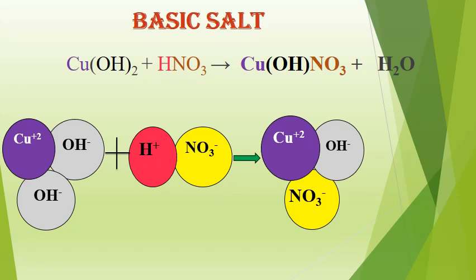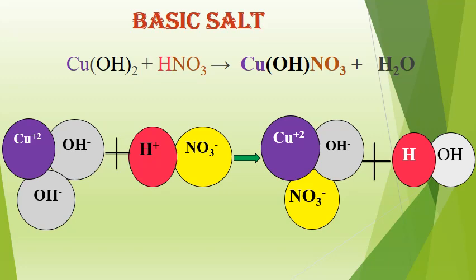Out of these two hydroxyl ions, one hydroxyl ion has been replaced by the nitrate ion. So there are two hydroxyl ions, but both are not being replaced. Only one hydroxyl ion is being replaced, by the acid radical of an acid, and you end up getting water. So this is how a basic salt is formed.